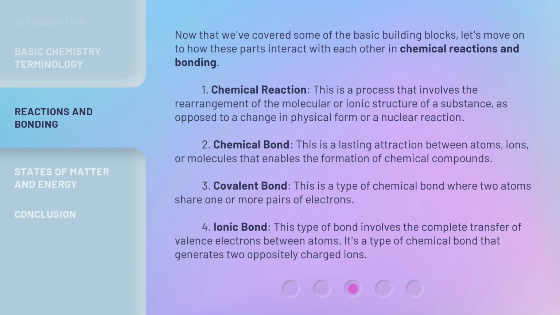3. Covalent bond. This is a type of chemical bond where two atoms share one or more pairs of electrons. 4. Ionic bond. This type of bond involves the complete transfer of valence electrons between atoms. It's a type of chemical bond that generates two oppositely charged ions.